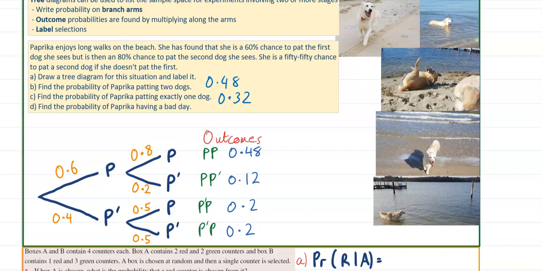Find the probability of Paprika having a bad day. That is obviously where she pats no dogs. Hopefully that isn't confusing. So 0.4 times 0.5 is 0.2. Sometimes we'll get given that questions from these as well. You'll see those as we go.